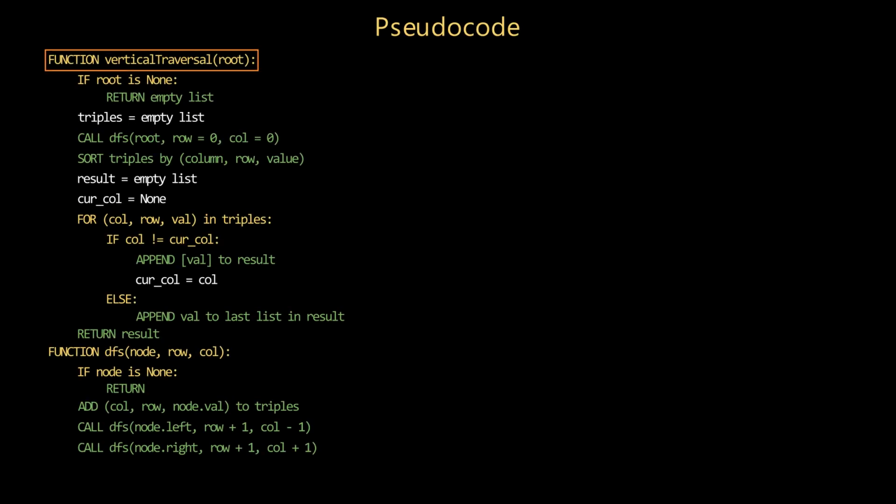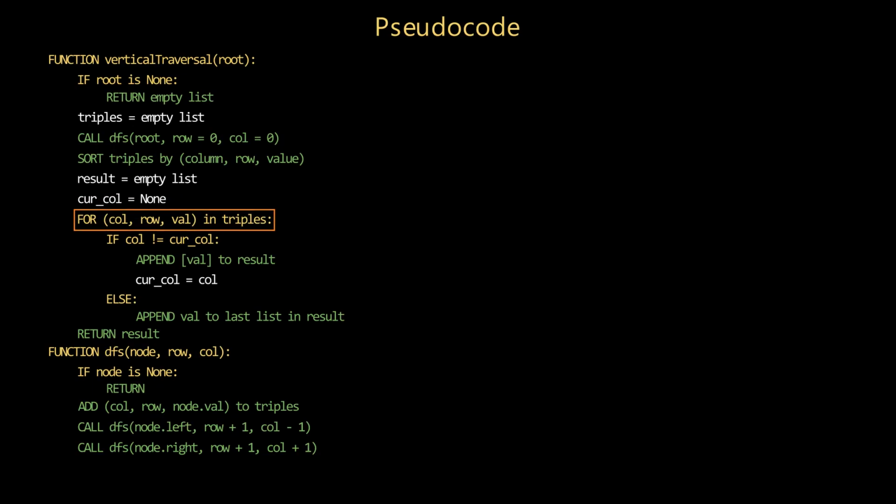Main routine, vertical order traversal of a binary tree. If the tree is empty, return an empty list. Start a list of triples, column, row, and value. Run depth first search from the root at row 0, column 0. Sort triples by column, then row, then value. Build the answer as a list of lists. Track which column we are filling.